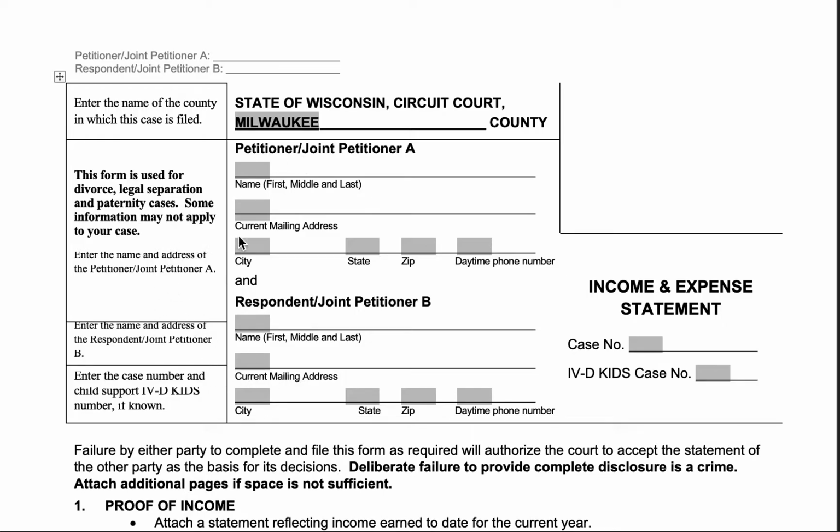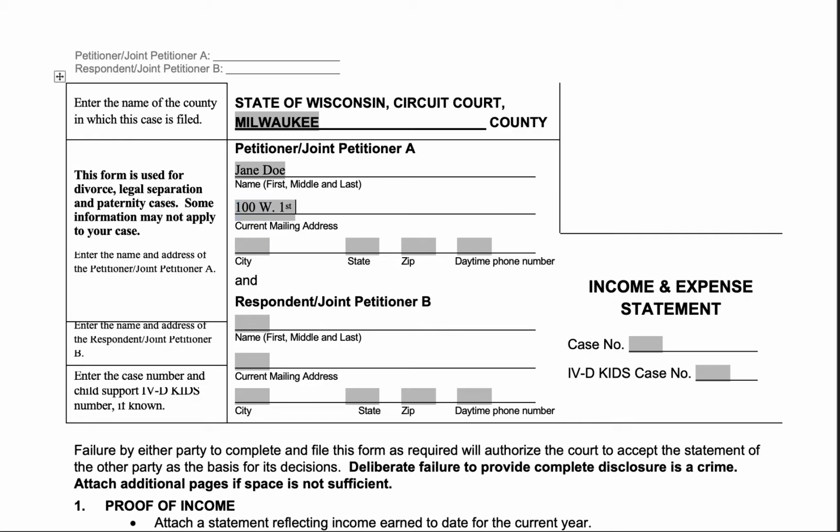And the order of the names will be as it was on your original documents, even if you are the respondent. So even if you, the person asking for something now, are the respondent, you'll still put your name in this second box, because this first section is really like a title page. It's telling the court what case we're involved in, but it's not necessarily saying who's asking for what.